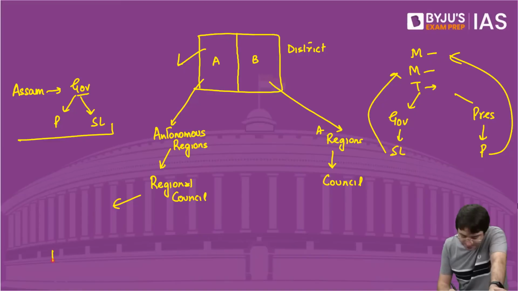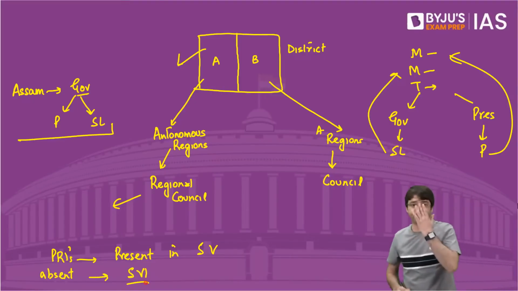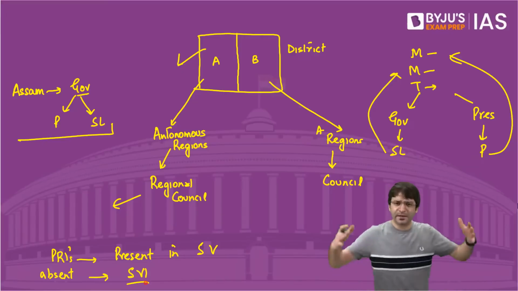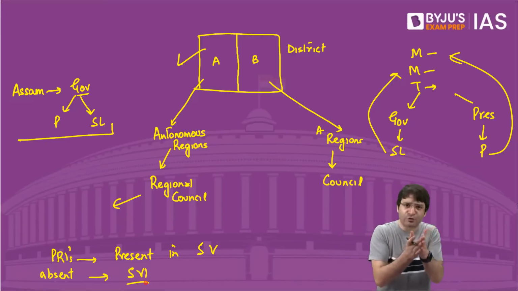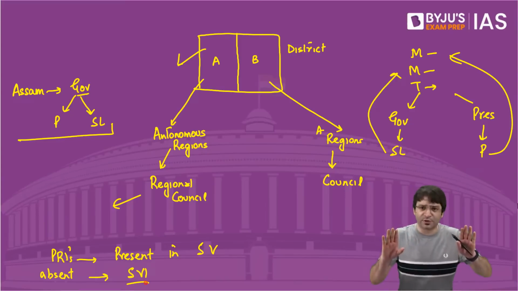And these Panchayati Raj institutions are present in Schedule 5 areas, but absent in Schedule 6 areas. Sir, what does that mean? I will club the two schedules together. Schedule 5, Schedule 6 of the Constitution.